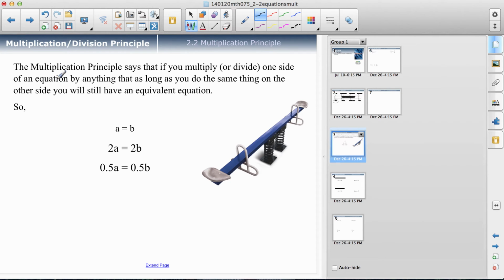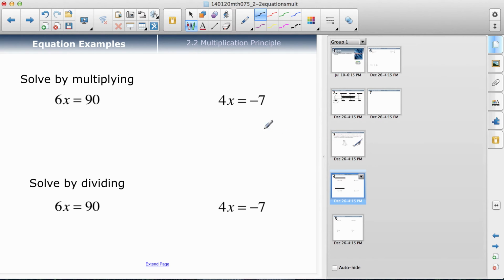Sounds similar to the addition-subtraction principle? Here's an example. If A is equal to B, then if I double A, I double B, and things are still equal. Or if I half A and half B, things are still equal. Remember the teeter-totter? Making sure that things stay in balance, that's the key. What you're trying to do is get the A or the V or the X or whatever by itself.